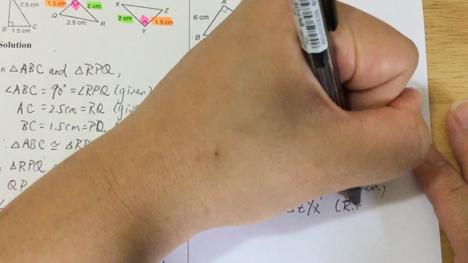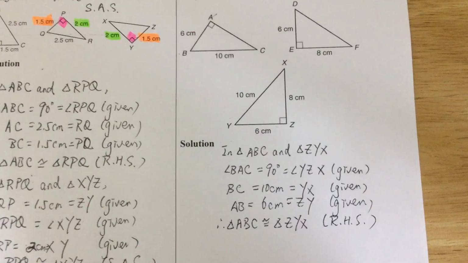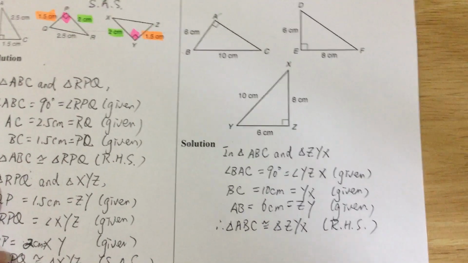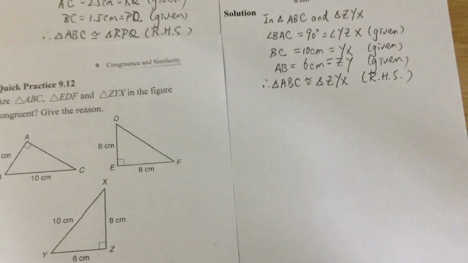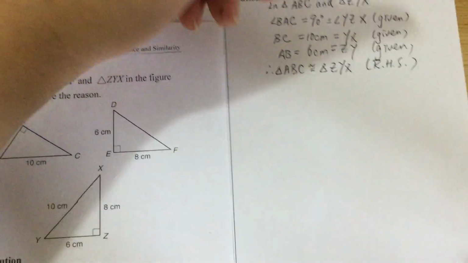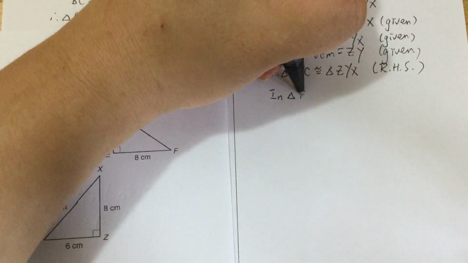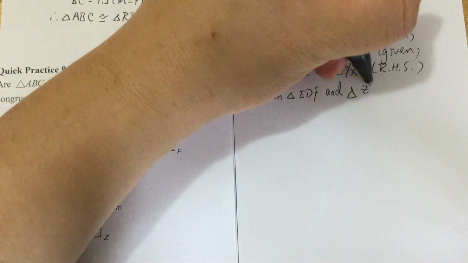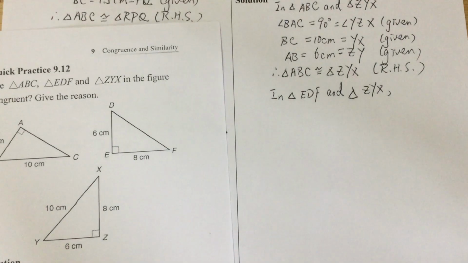That one will be RHS. And next, what we are going to do is prove XYZ and DEF. So I cannot show it easily, so I hope you all can remember the picture. Maybe I put the picture here so that I can show the question easily. Okay, I want to show the other one is SAS. So the second one, in triangle EDF and triangle ZYX. So EDF, ZYX. So we will do it one by one.